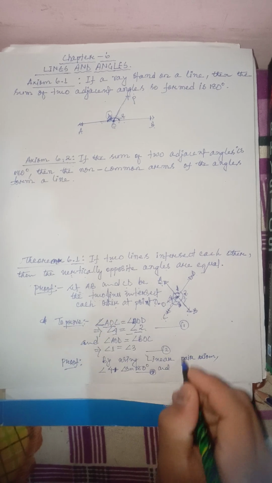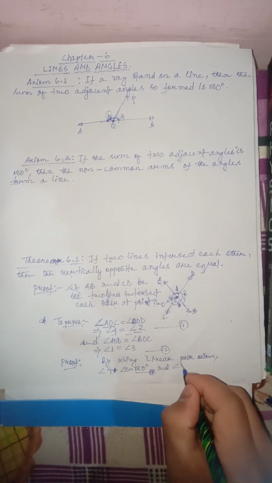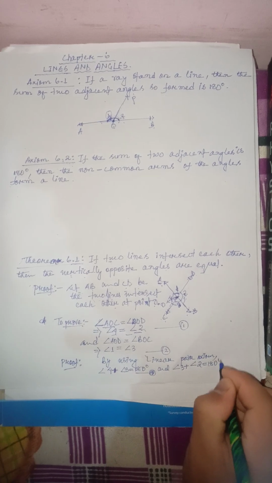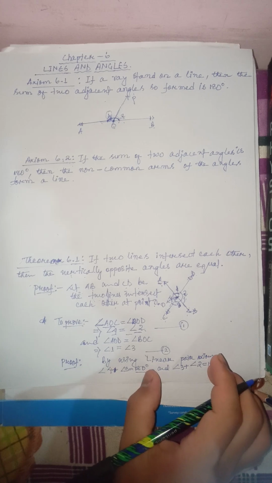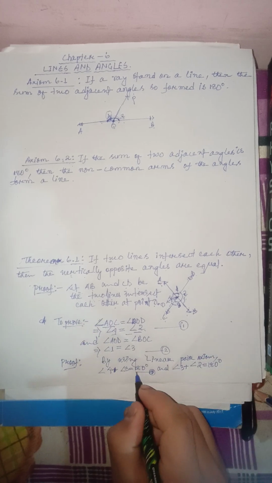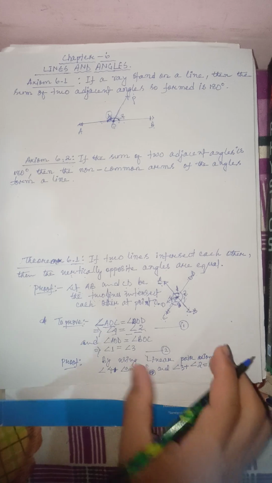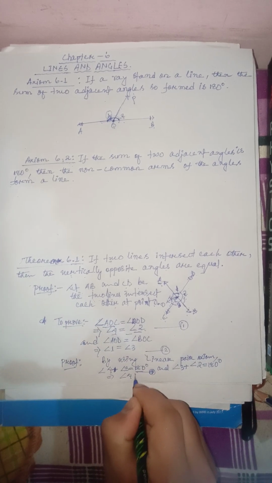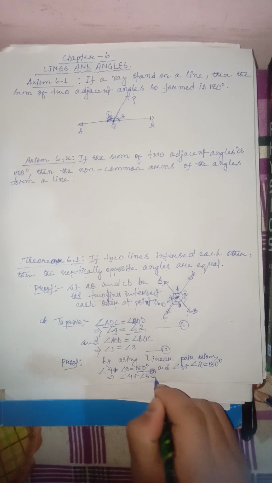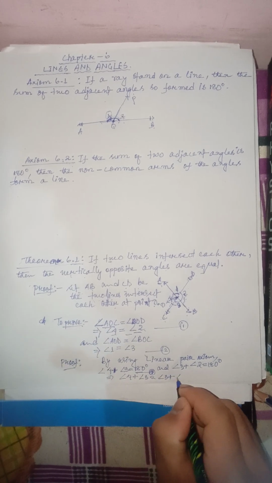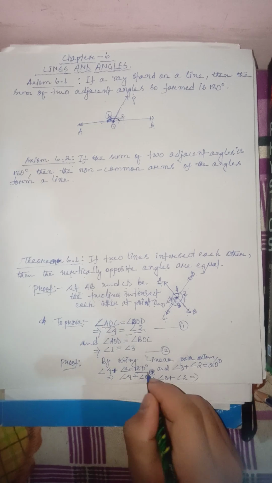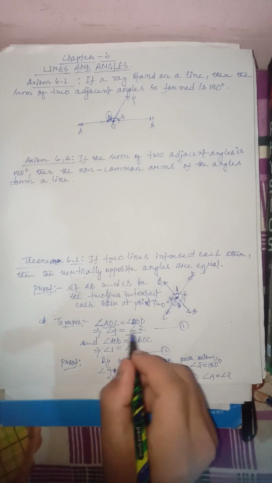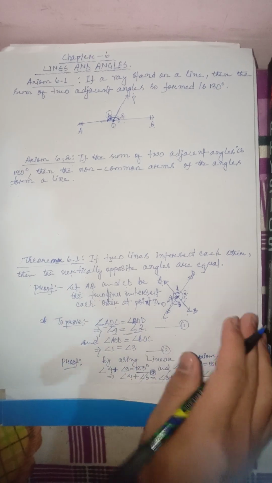And after that, angle 3 plus angle 2 will give you 180 degrees. Now let us equate these two because the right hand side is the same, which is 180 degrees. If you equate these two, then angle 4 plus angle 3 equals angle 3 plus angle 2. After cancelling angle 3 on both sides, we get angle 4 equal to angle 2. Thus, the first proof is over.